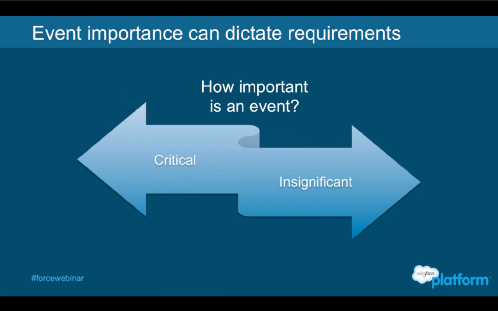And what we'll do is explore some things that can determine those requirements. So, for example, let's talk about event importance. How important would an individual event be in your system? Is it on one end of the spectrum maybe critical, or is it on the other end of the spectrum insignificant? Or, you know, it could most likely be somewhere in between.